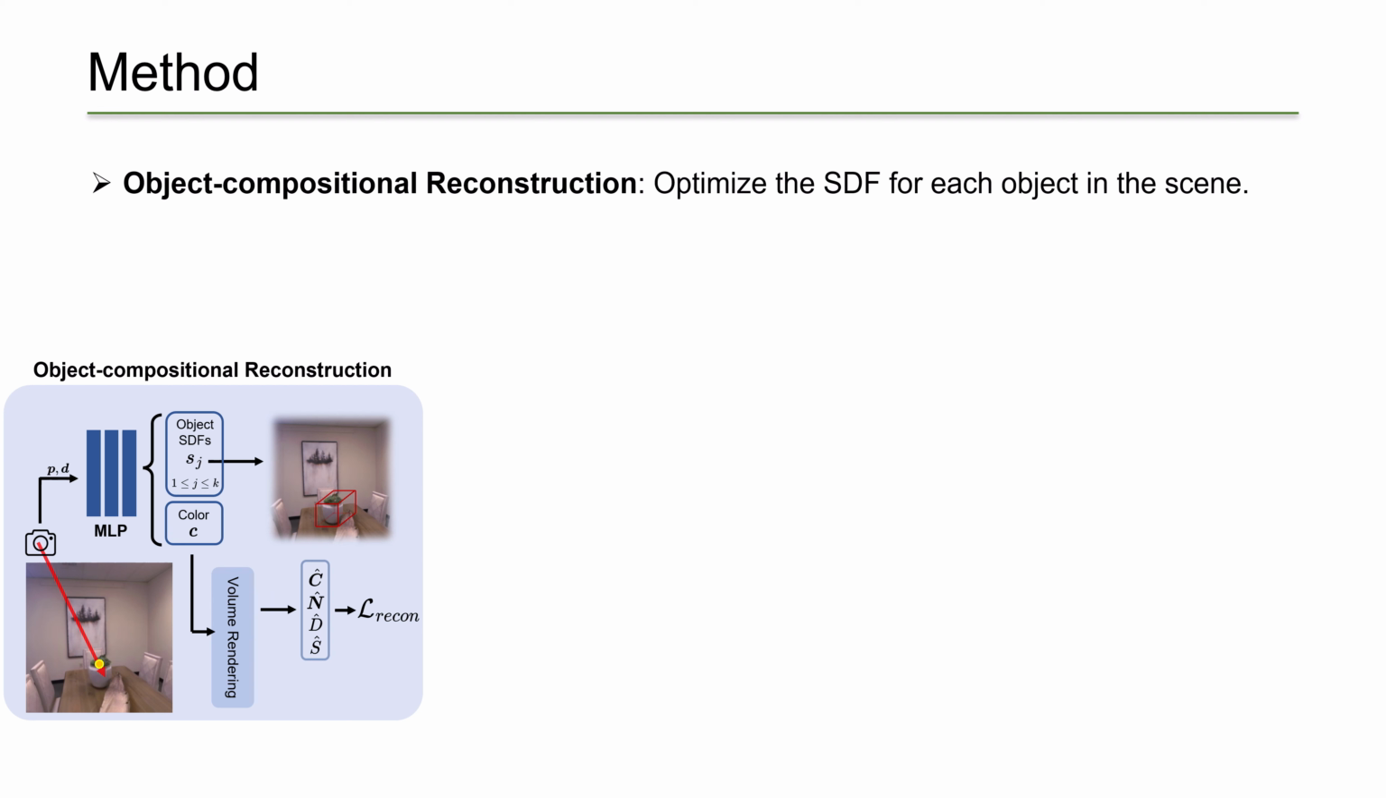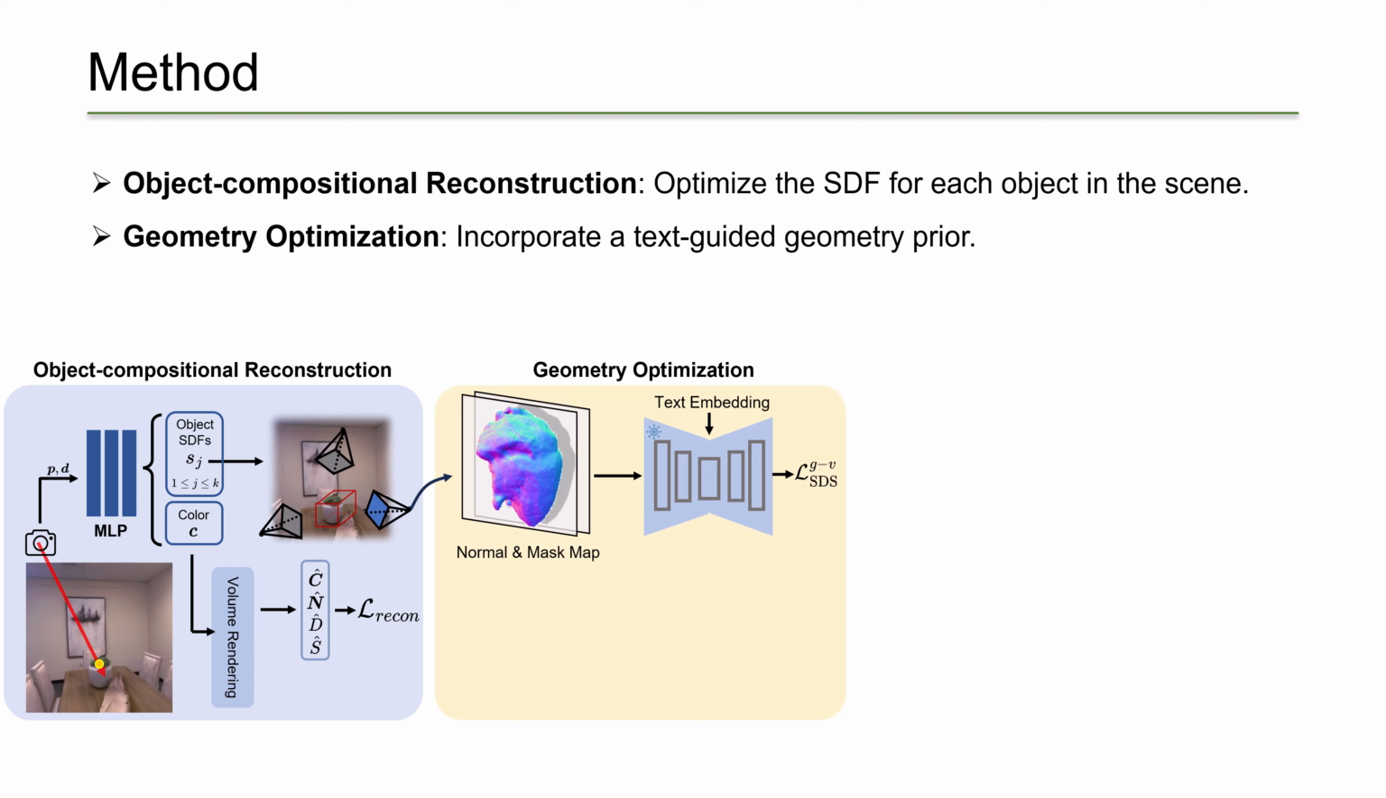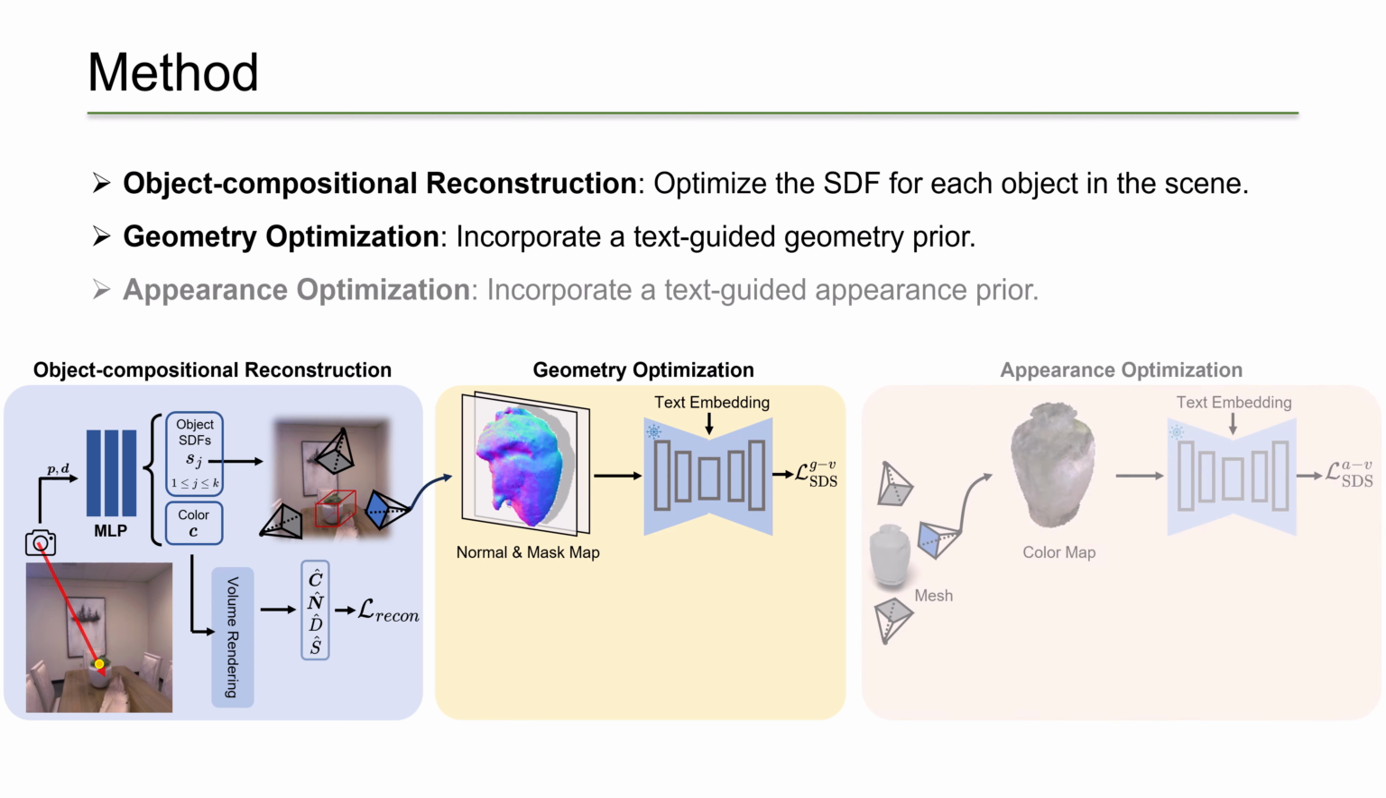Conditioned on the input image, our model first optimizes the SDF for each object in the scene using reconstruction loss. Then, we incorporate a text-guided geometry prior in the form of SDS loss for each object's geometry optimization. After finishing geometry optimization, we export a mesh for each object and also apply SDS loss to optimize object appearance.